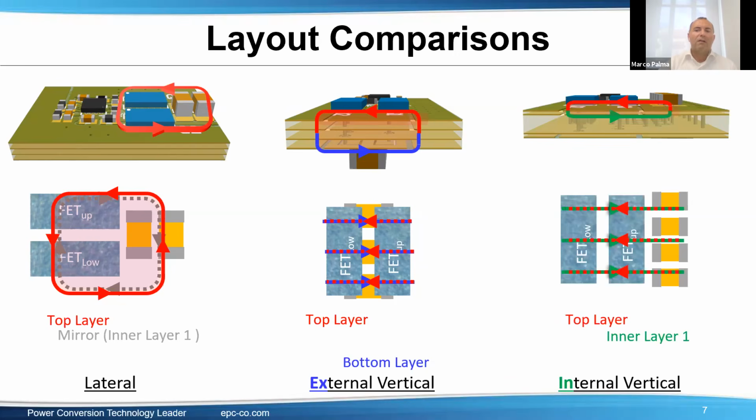Finally, we have the internal vertical layout, also known as what we call the optimal layout. This layout has the bus capacitor placed next to the FET, and the power loop is now formed vertically. It uses the first inner layer for the power loop return. The main point here is having the first inner layer really near to the top layer, with the return just beneath the top layer. And from the top, you see how the current is flowing, especially the high frequency current.